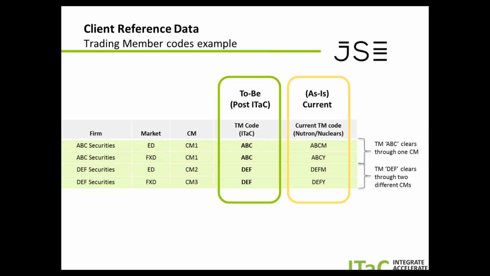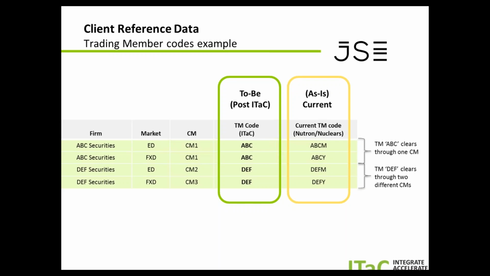Securities trades in the equity derivatives and the currency derivatives market. Its current code is ABCM and ABCY. What we are doing is dropping that last character, and it will be ABC. In some instances, the alpha code will be changing.